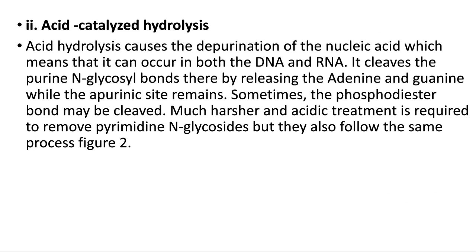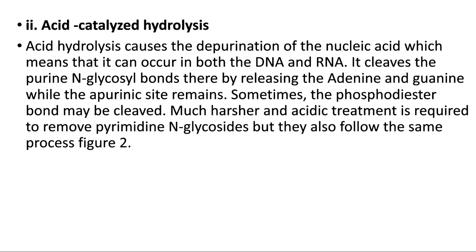Now, acid hydrolysis causes the depurination of nucleic acid, which means it can occur in DNA and RNA. Basically, what acid hydrolysis does is to remove the purine from the nucleic acid. Purines, for instance, are adenine and guanine. And the guanine, not guanidine. The adenine and the guanine.